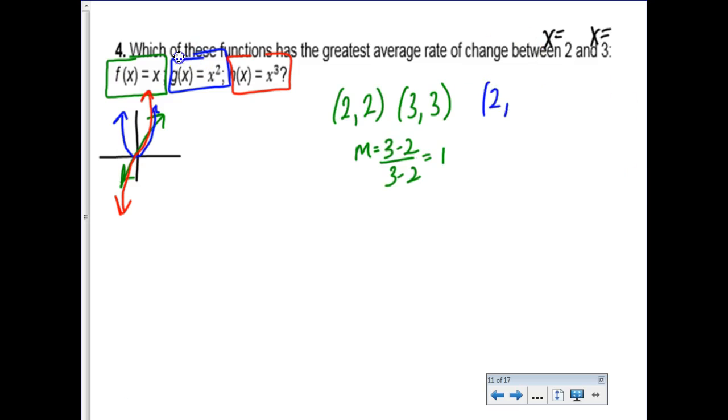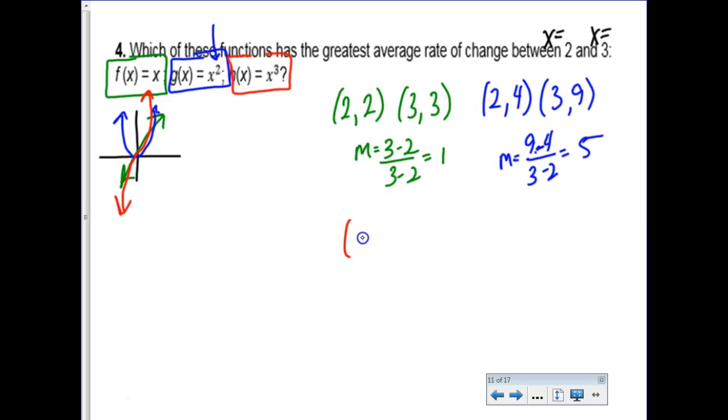Cool. All right, blue function, which is x squared. If you plug in a 2 to this blue function, you get a 4. If you plug in a 3 to that blue function, you get a 9. And when you calculate slope, average rate of change, you get 9 minus 4 over 3 minus 2. So you get a slope of 5. Average rate of change of 5.